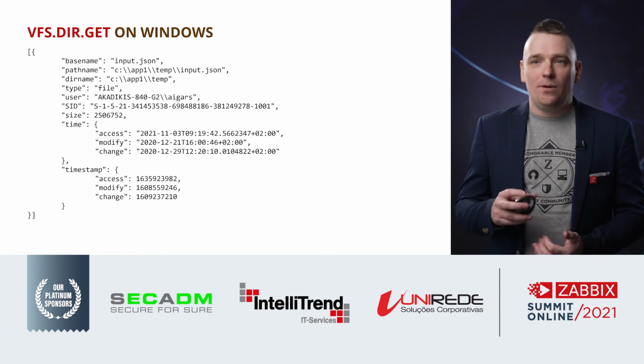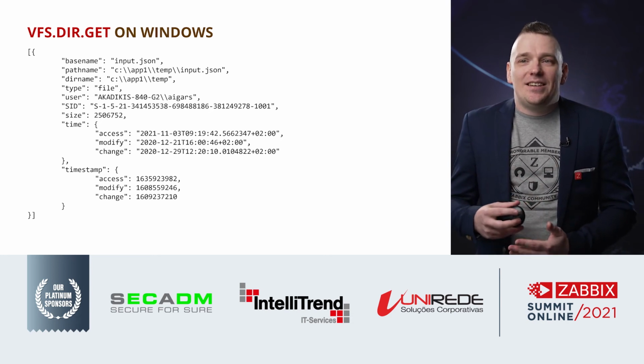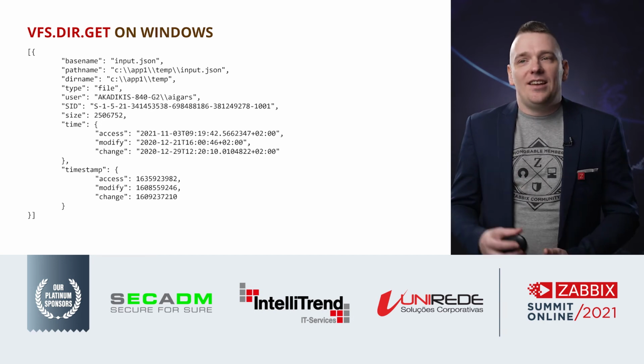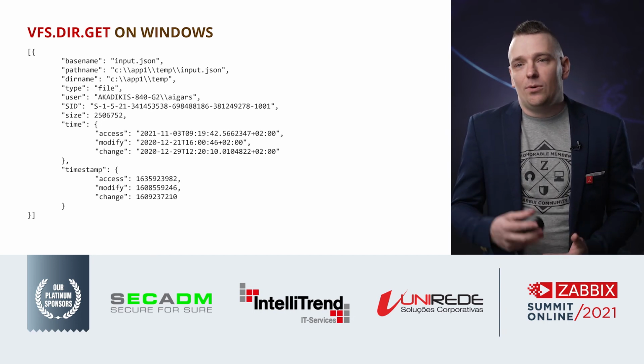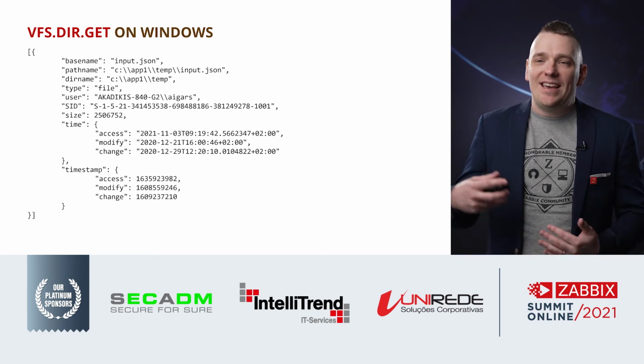Here is one example of how this file system directory key, vfs.dir.get, works on the Windows system. And what I want to highlight here is that the dir key will report an array.